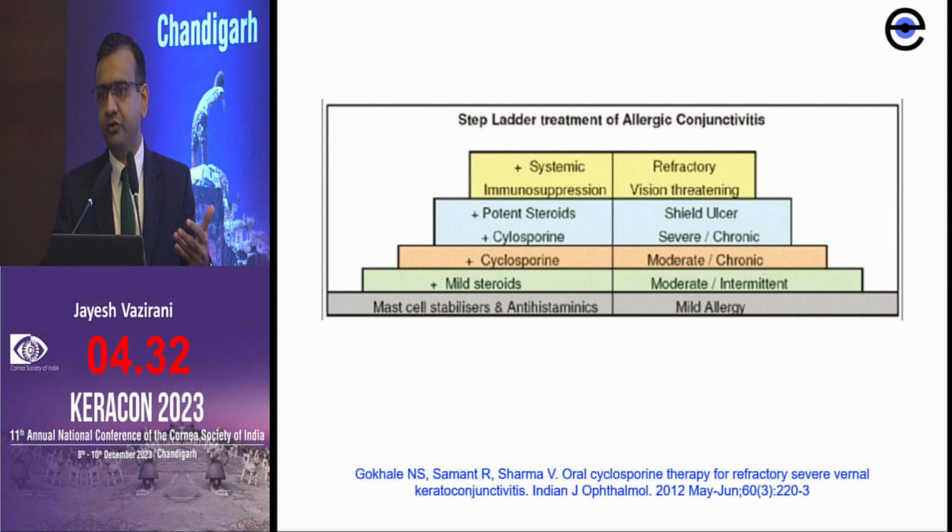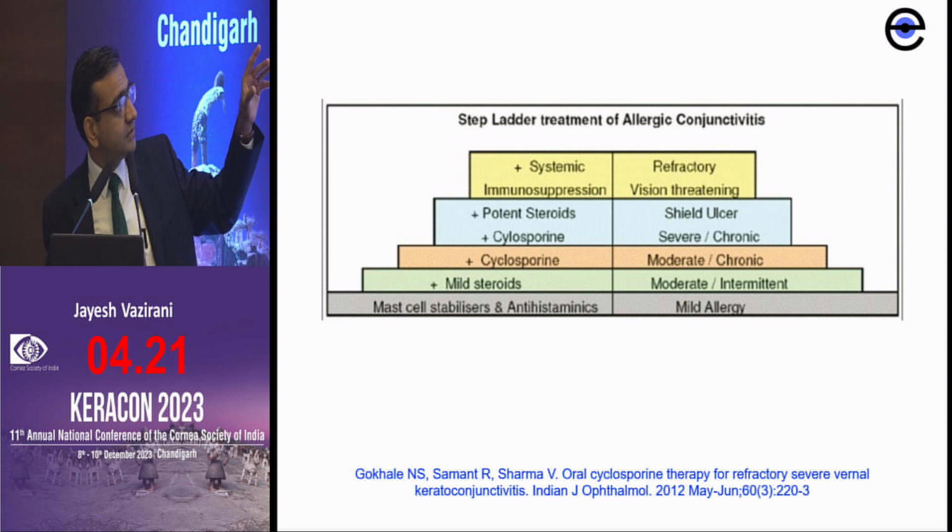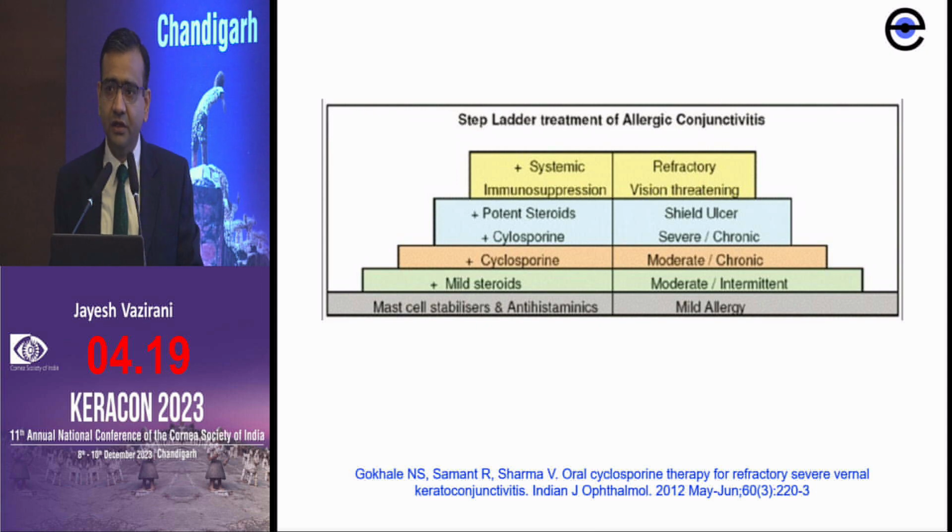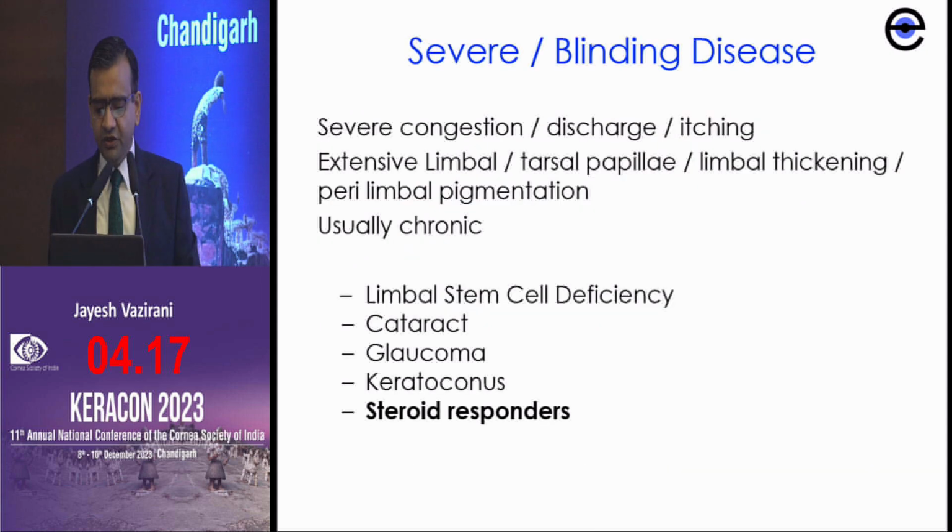So for example, if you're doing allogenic limbal transplants for these patients, if you're doing keratoplasty, in some cases keratoprosthesis for these patients, they will need to be on systemic immunosuppression. So it's that subset which needs the treatment, not all other patients. So severe or blinding disease, as I said, will typically be patients who have all these secondary complications of either the disease or the treatment.